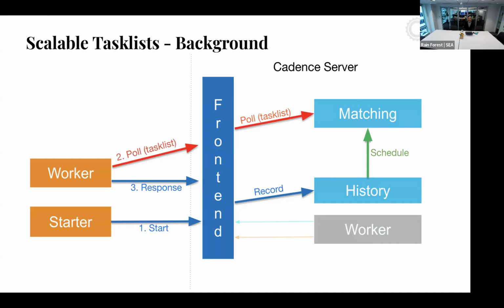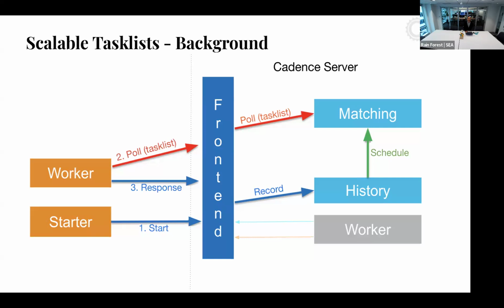Everything you do in your workflow will be saved there. As soon as we record something, we schedule the next thing to do. Then the worker will pull tasks from matching. Matching will match your request, based on the task list you are pulling from, to the tasks, and then give you a task. You will execute that task and respond. Then history will say, "Oh, I have the response. Let me record it," and it will schedule the next thing. The whole logic of Cadence works like this. If you think about it, I think it will make a lot of things easier in the future.